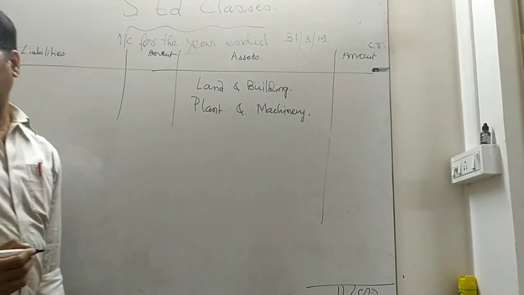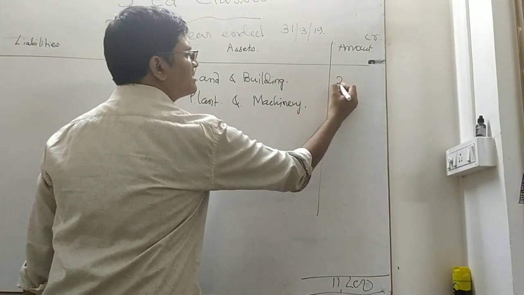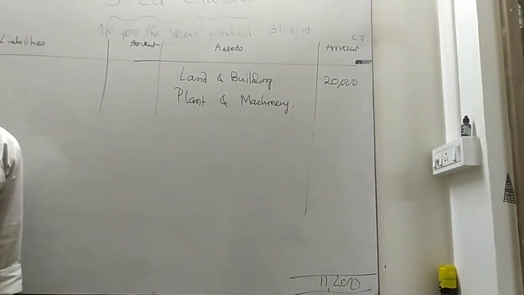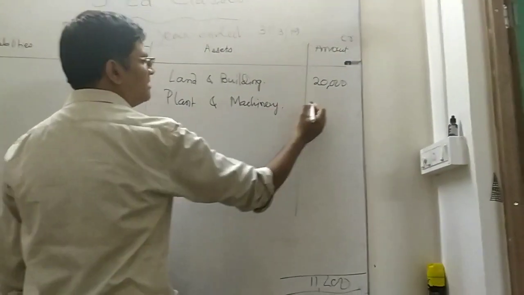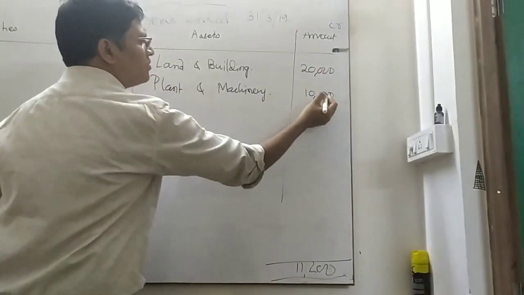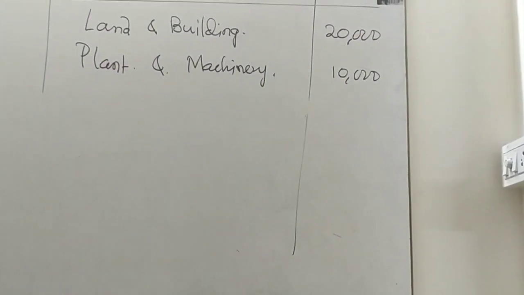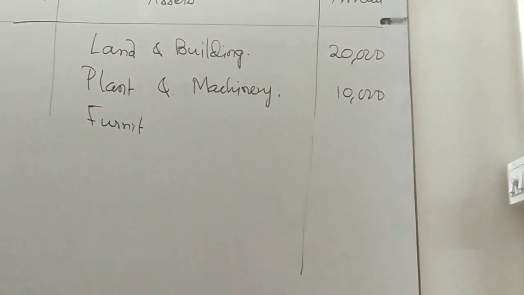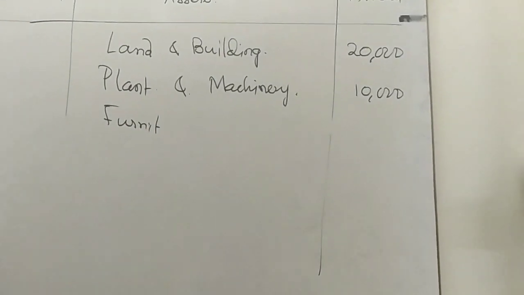Our first item is land and building, whose value is given as 20,000. You first make a screenshot so that while doing the sum you will not face any problem. Plant and machinery is given as 10,000. The next item is furniture and fixture, which is 10,000.